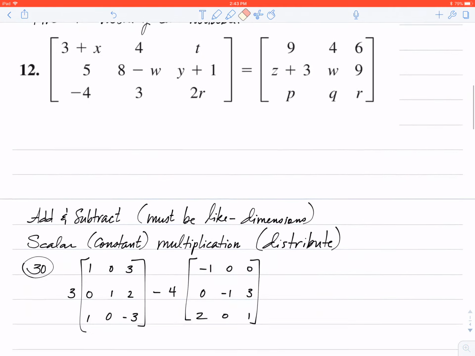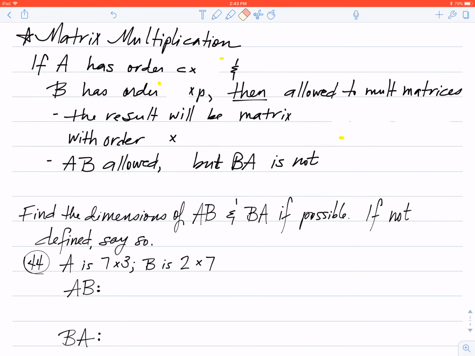Now, if you'll slide down to the section that talks about matrix multiplication, I want to walk through with you when you're allowed to multiply two matrices together. So let's look at two different matrices. These two matrices we're going to call matrix A and matrix B. Matrix A might have an order of C by, let's just pick a letter here, C by M. Maybe it's a 2 by 3, maybe it's a 9 by 7, but let's just say that matrix A has an order of C by M. If matrix B has an order of M by P, then I am allowed to multiply those two matrices together.